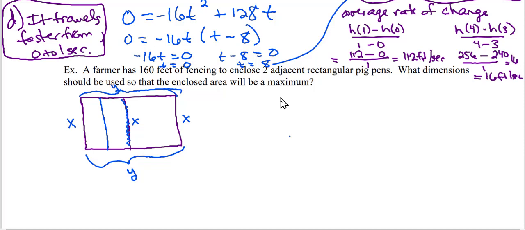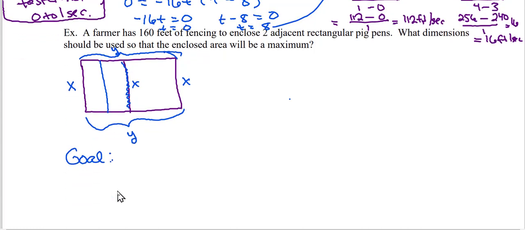What dimensions should be used so that the enclosed area will be a maximum? I always try to ask myself on these problems, what is my goal? In this case, my goal is to maximize area. You have to know what you want to do, right? If I want to maximize area, I have to know a formula for area.